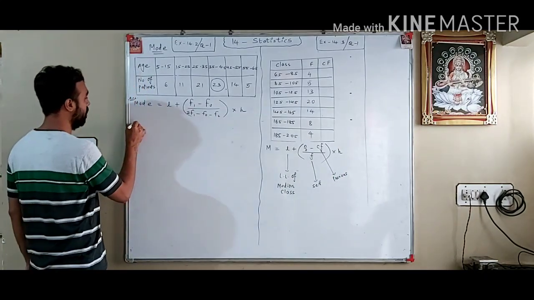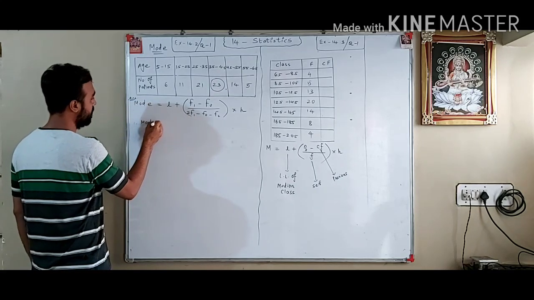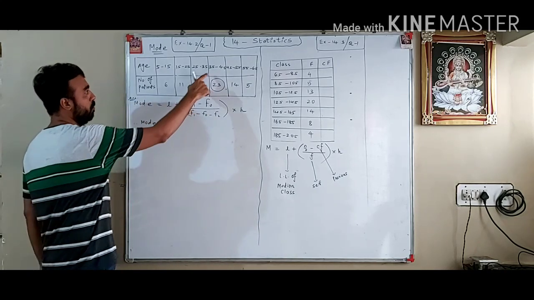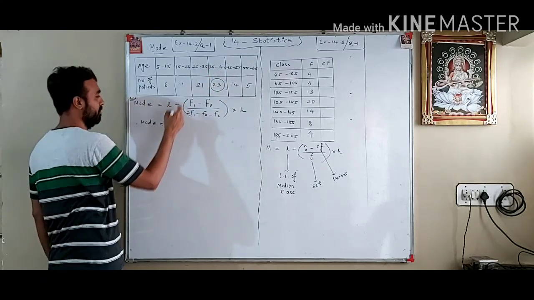So now I am putting all the values over here. So mode is equal to L. I told you what L was, the lower limit of the model class. So it was 35 here.